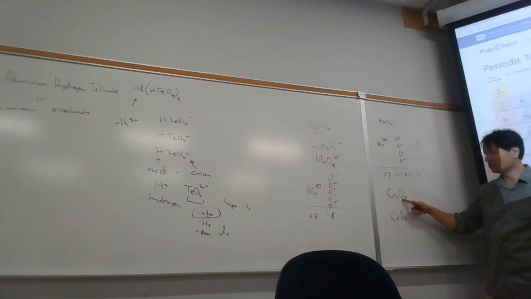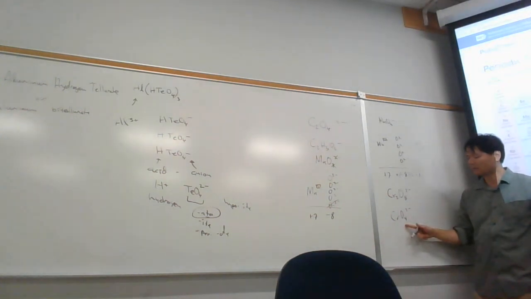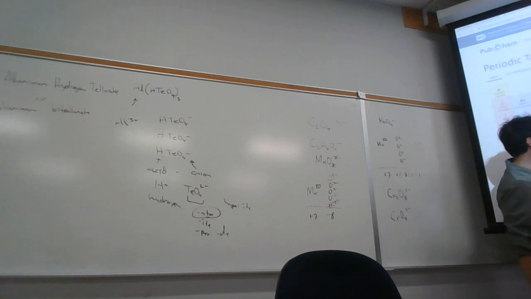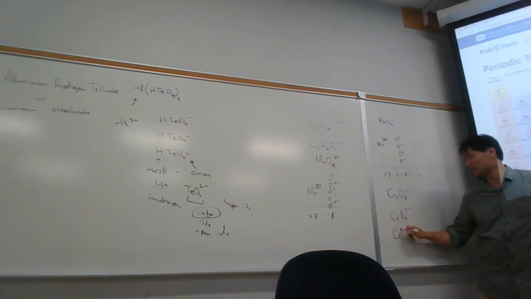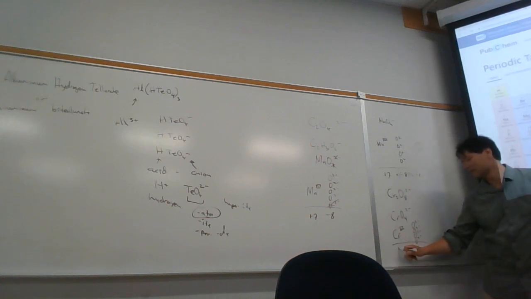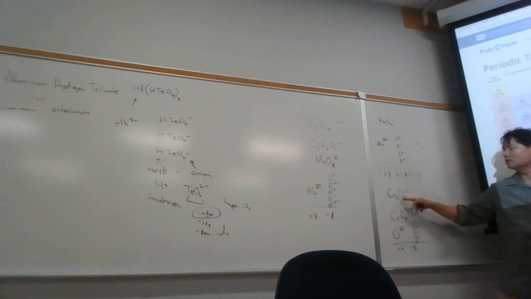But this one doesn't work out either. Dichromate and chromate have the same charge at 2 minus. Chromate's maxed out, and so this makes sense. Chromium doesn't max out at 7 though. Chromium maxes out at 6. So if this is chromium 6, and we have 4 oxygens at 2 minus, so that's plus 6 minus 8 is going to give us minus 2. And so this works out. And this is also chromium 6.